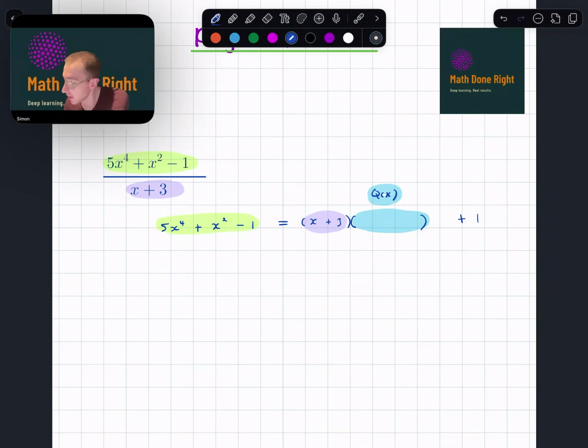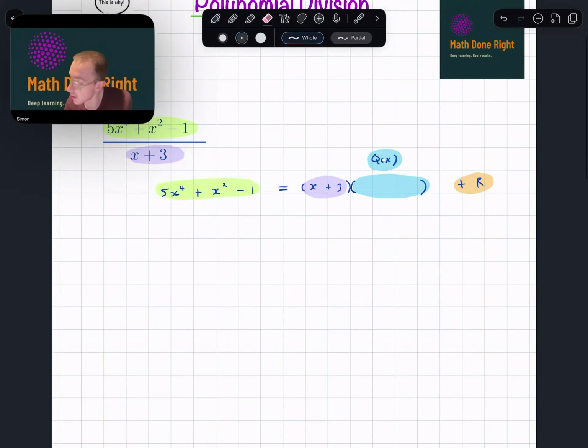And then we're going to add in a remainder term, which we're going to write just as r, a real number, because it has to be a lower degree than the divisor, which is linear, and the only thing lower degree than a linear is a constant, a degree 0 term. Okay, so let's do our usual process.